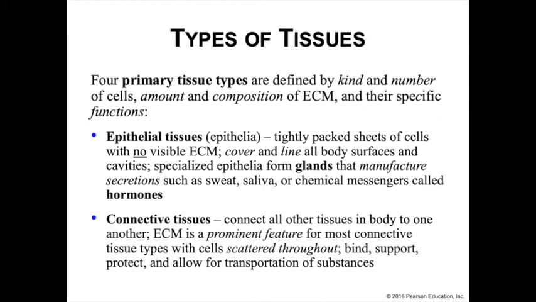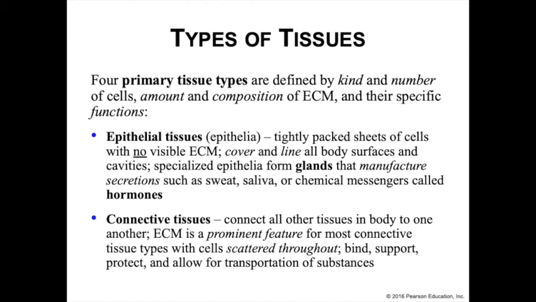So the first one is going to be epithelial tissues. Epithelium is basically coverings. Skin is epithelium, the inside lining of your organs will be epithelium, and then glands also fit into this category. So sweat glands, oil glands, endocrine glands that release hormones on the inside of the body. So it's not just glands on the outside of the body, it's also glands on the inside of the body.